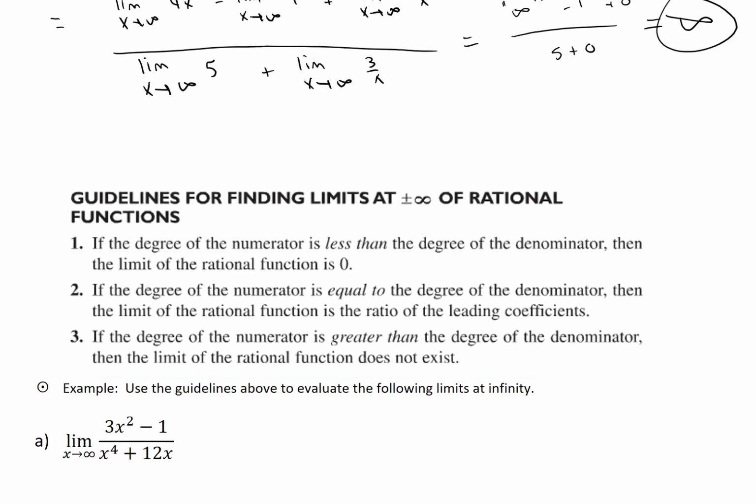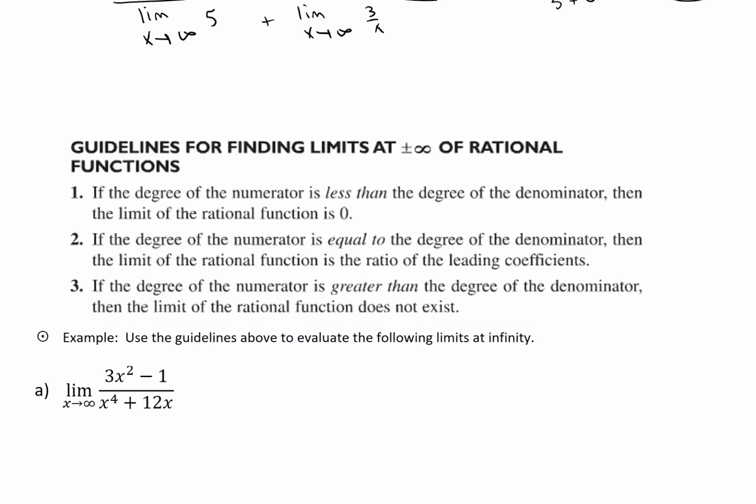So this is kind of a shortcut that you can use so you don't have to go through this process every single time. These are the guidelines for finding the limits at plus or minus infinity of rational functions. If the degree of the numerator is less than the degree of the denominator, then the limit of the rational function is 0. If the degree of the numerator is equal to the degree of the denominator, then the limit of the rational function is the ratio of leading coefficients. And if the degree of the numerator is greater than the degree of the denominator, then the limit of the rational function does not exist. So what that means is it's going to go towards plus or minus infinity depending on signs.